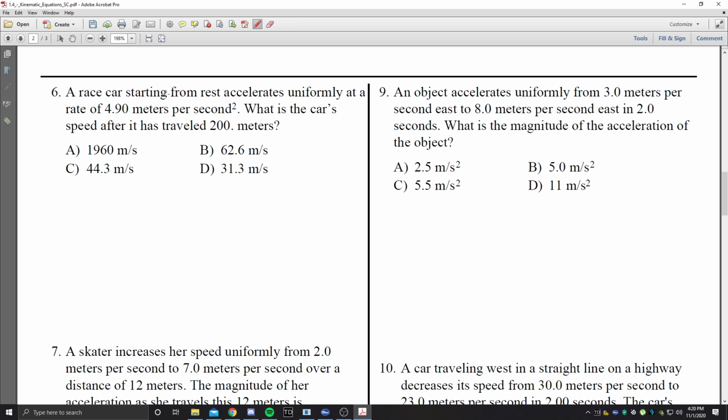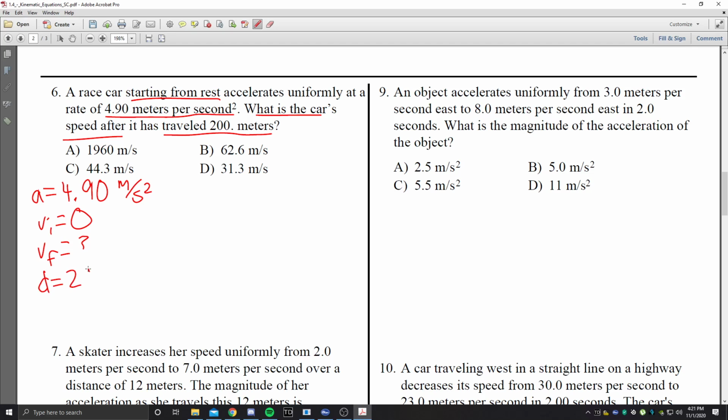So 6. A race car starting from rest accelerates uniformly at a rate of 4.90 meters per second squared. Again, you know this is your acceleration because it says meters per second squared. You also see starting from rest, which means that your initial velocity is 0. And so what is the car's speed after it has traveled 200 meters? So your distance is 200 meters. And so the formula you're going to use is this.